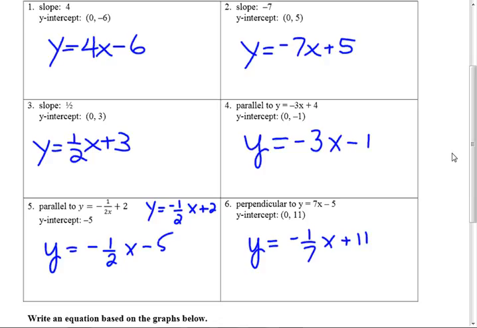Now, I might have made a mistake. Check your answers with mine. What do you think engineers do? They don't have answers. They have no answers. But they check with each other. And if there are questions on these, now is the time to ask.